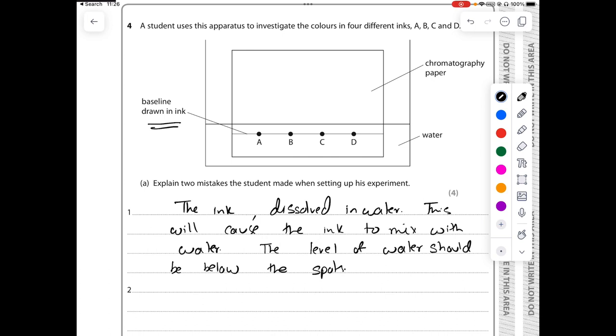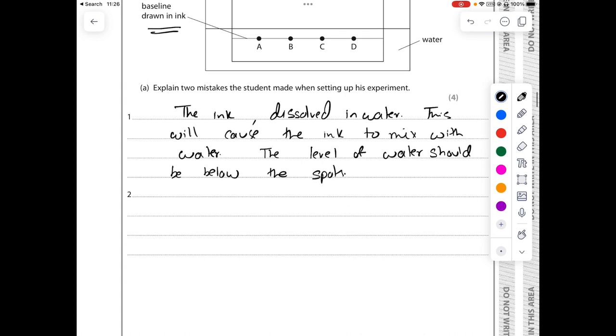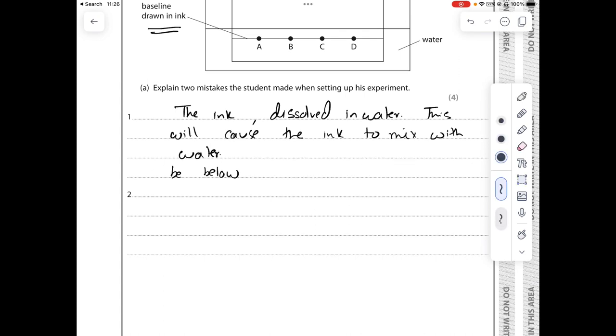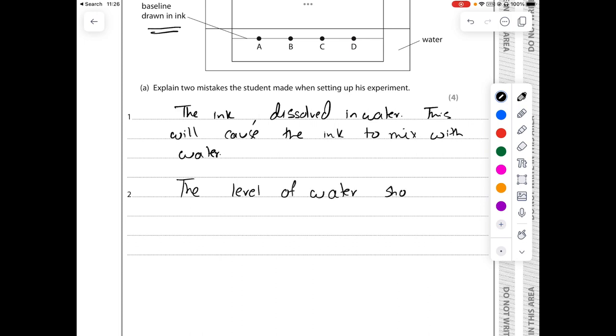So those are 2 things. If you want to write it out over here, the level of water, I erase over here and write it as a second point: the level of water should be below the spots.